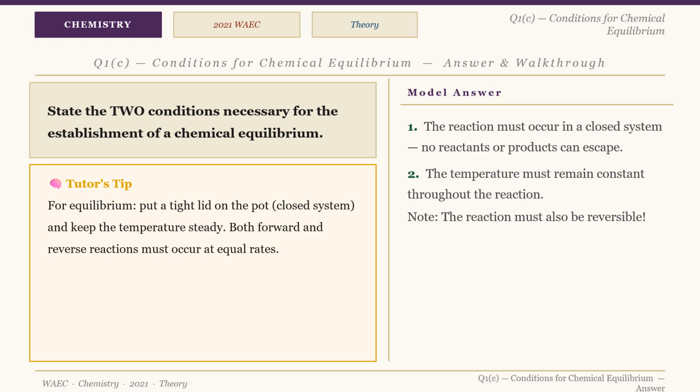Now number 1 says the reaction must occur in a closed system, which means no reactants or products can escape. Number 2 says the temperature must remain constant throughout the reaction, which means the reaction must also be reversible.